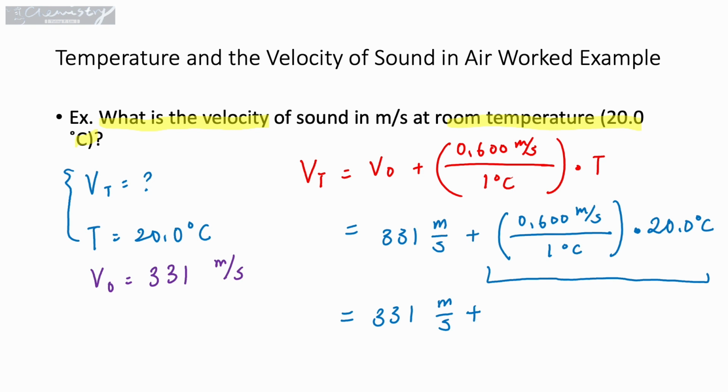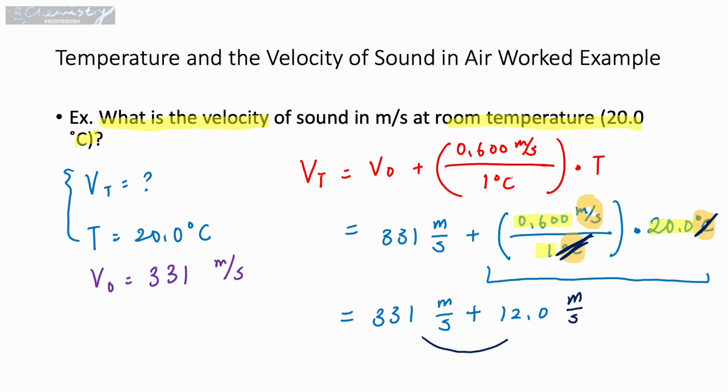Multiplying these two numbers, we are going to do the numbers first. So 0.6 divided by 1 multiplied by 20, and that is going to give us 12.0. For the unit part, it is going to be meters per second divided by Celsius multiplied by Celsius. As we can notice, the Celsius can be crossed out, so what is left is meters per second.